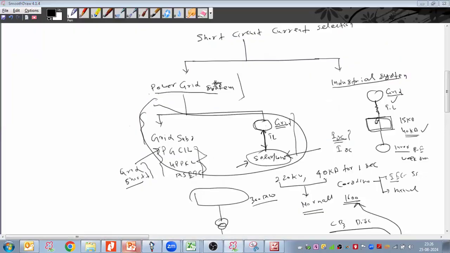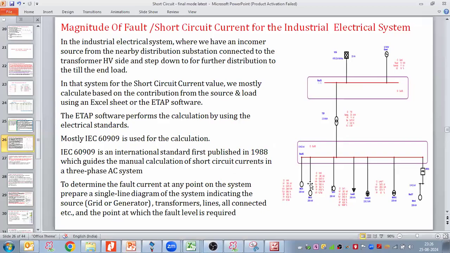Okay, now there is one question. In an industrial electrical system, there would be so many loads, right? There will be like 100 motors, and so many lighting loads and heater loads. So do we need to indicate all the loads?